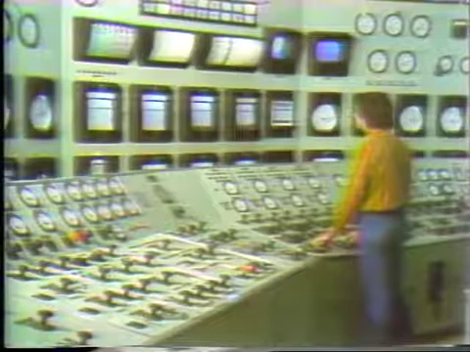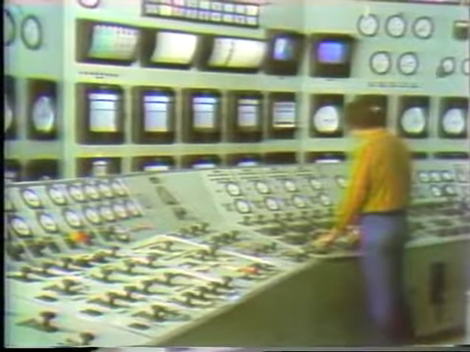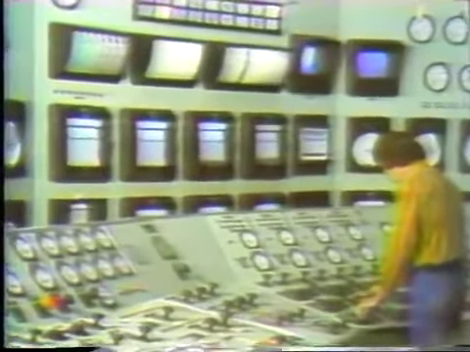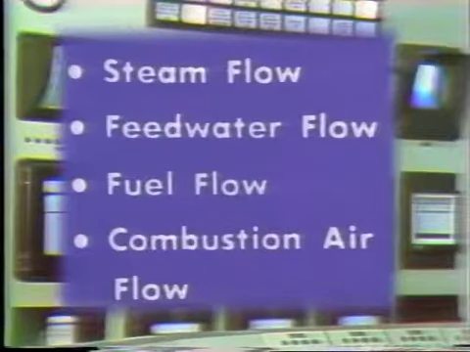While on the job, you need to be aware of what is happening to your unit at all times. To do this, you pay close attention to all of the indicators in the control room. You'll need to do the same thing during a load change, but you'll also need to pay particular attention to 4 important flow rates: steam flow, feed water flow, fuel flow, and combustion air flow.